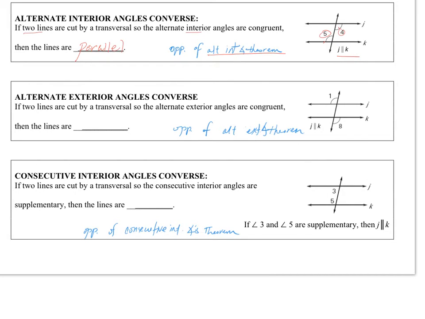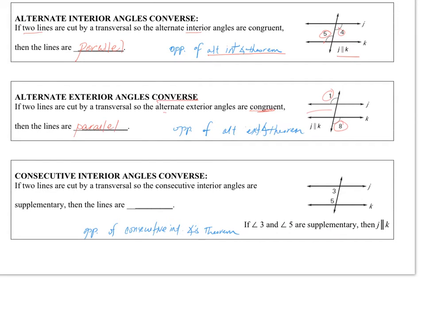And the same goes for the next one. The alternate exterior angles converse. The opposite of it was the alternate exterior angle theorem, where it states that when two parallel lines are cut by a transversal, then the alternate exterior angles are congruent. But here, for the converse, you have to first state that if the two lines are cut by a transversal, so the alternate exterior angles are congruent, then the lines are said to be parallel.